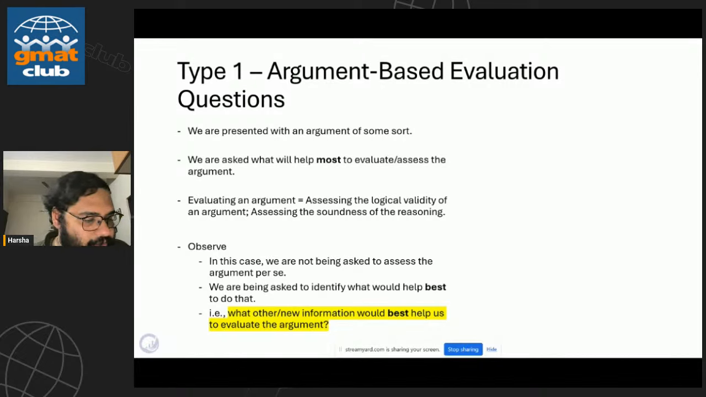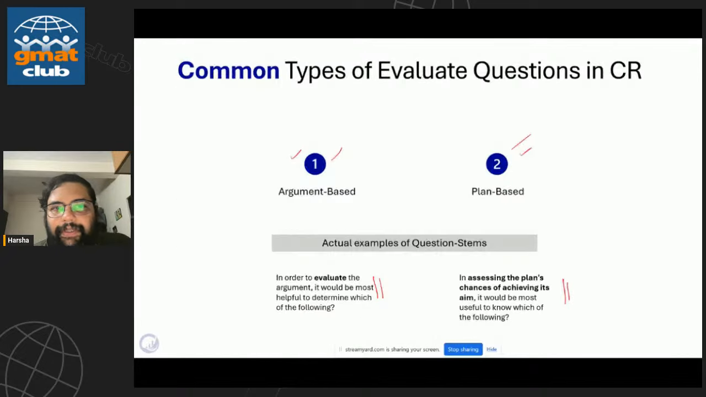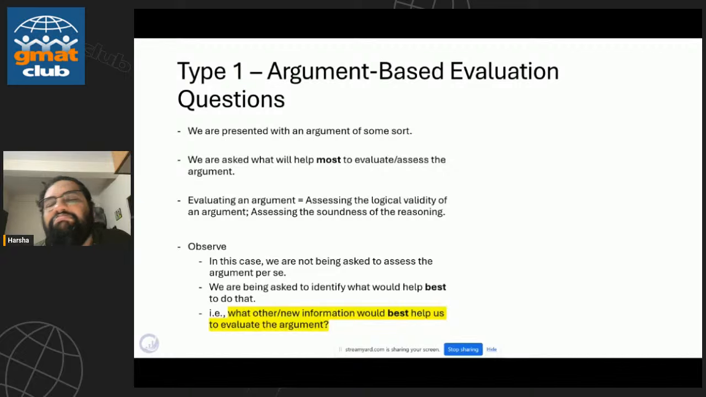This is like the bulk majority of what we typically see, right? They're presented with an argument of some sort. I want you to really focus on what we are asked to do. We are not being asked to provide our assessment of the argument. You might have read the Capuchin monkey argument and told me that it's a good argument, it's a bad argument. That's my judgment. But we are not being asked to provide our judgment of it. We are being asked to identify what would help best do an assessment of that argument. So I hope you see that small difference.